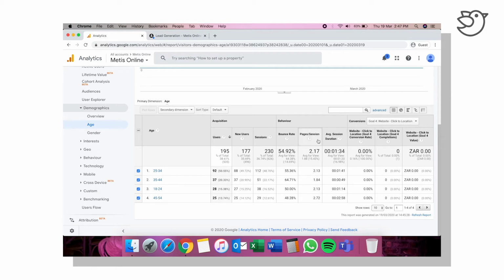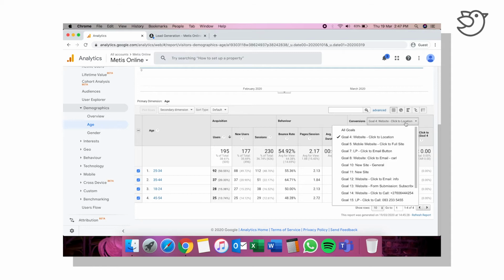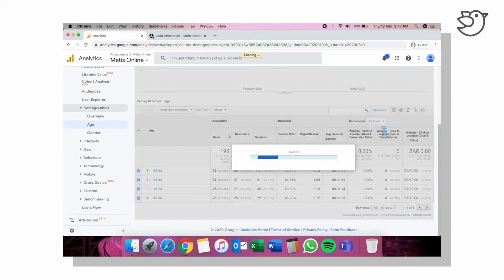Pages per session: how many pages on average did people go to? How much time did they spend on the website? And then looking at the goals. So let's rather go to all goals.